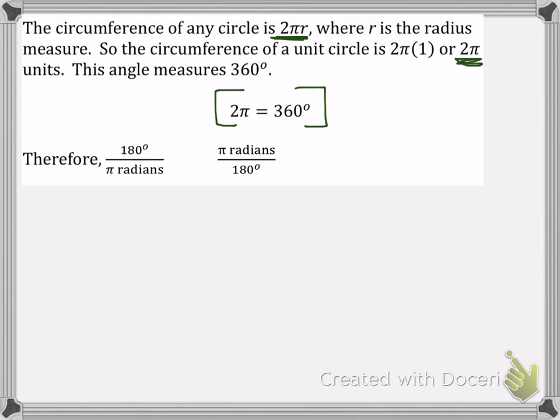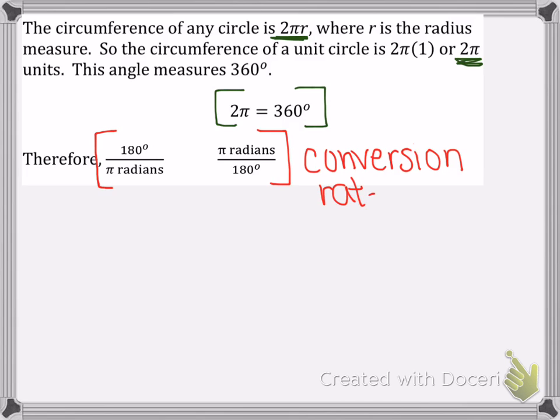So what we're going to do is generally think about radians in terms of these two conversions. So these two conversion rates will help me convert between degrees and radians.